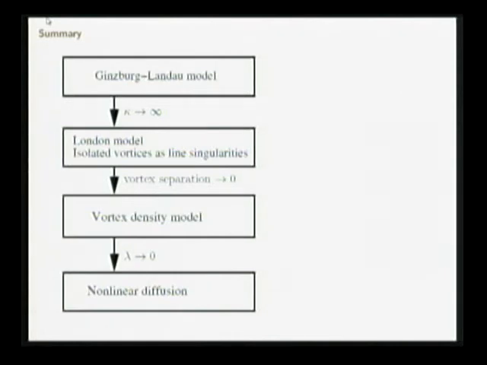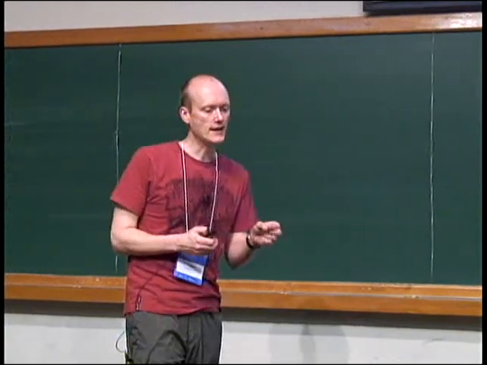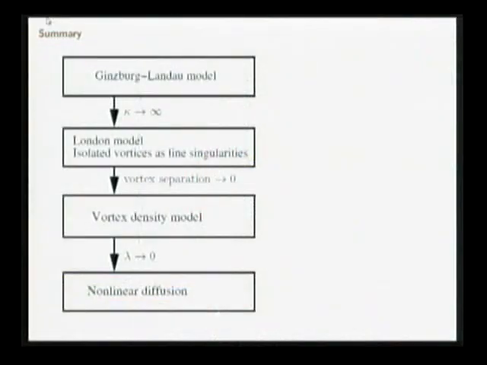This is the procedure that we've looked at. The fundamental equation that we started off with, the gold standard if you like, was the Ginzburg-Landau model. That's the equation that we're trying to approximate solutions of. If we take the limit in which the Ginzburg-Landau parameter kappa tends to infinity, then I get this separation of length scales, so that the core of a vortex becomes much smaller than the length scale for the decay of magnetic field away from a vortex. In that case, the vortices become line singularities. So I ended up with the London model, which is a linear equation, but with vortices now as isolated line singularities.